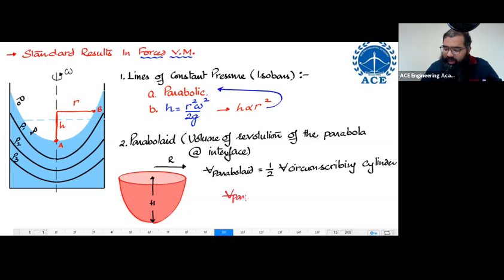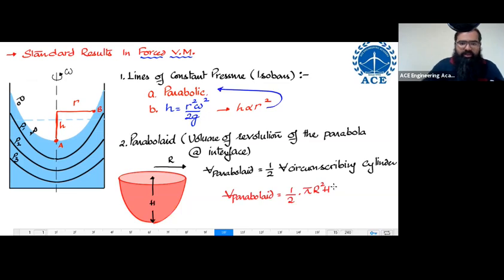Which implies the volume of this paraboloid has to be equal to half the volume of the circumscribing cylinder. The volume of the circumscribing cylinder is equal to pi r square h. This result you have to remember.